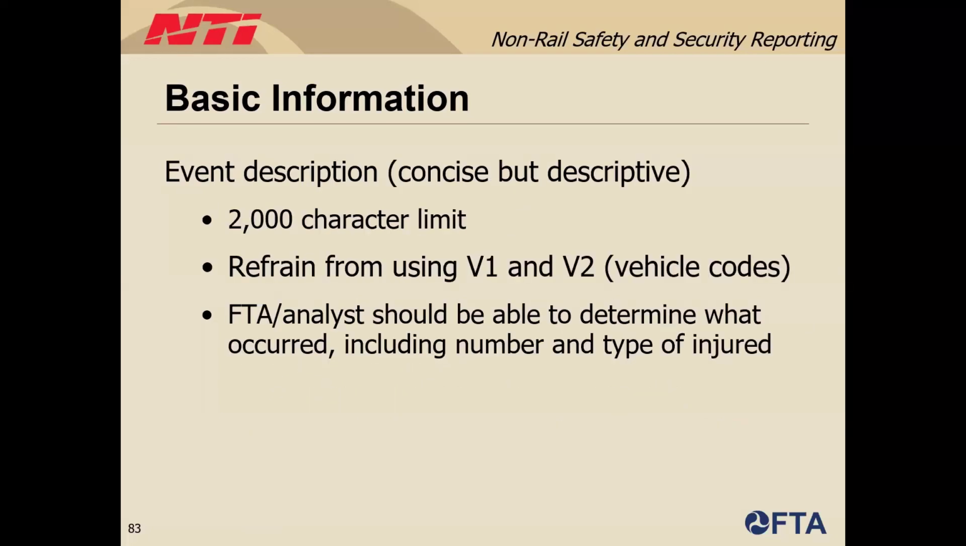The basic information screen also captures the event description. The description box can hold 2,000 characters. If you exceed the 2,000 character limit, a message will pop up that you exceeded the limit, and you will not be able to continue to the next screen until you reduce the number of characters. The description should be concise but descriptive so that the analyst can understand what occurred, how it occurred, and it should include the number and type of injuries or fatalities, and if any vehicle was towed.